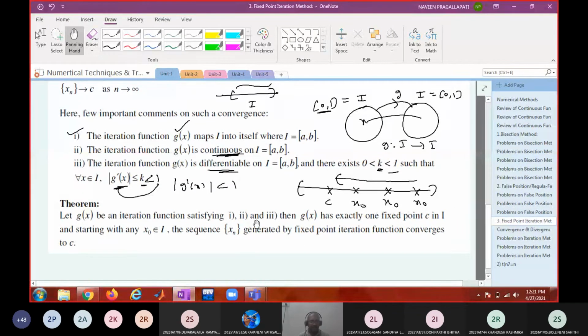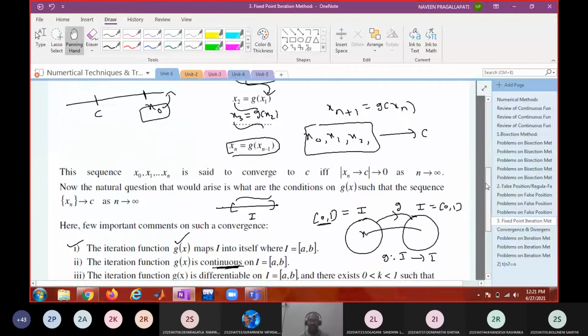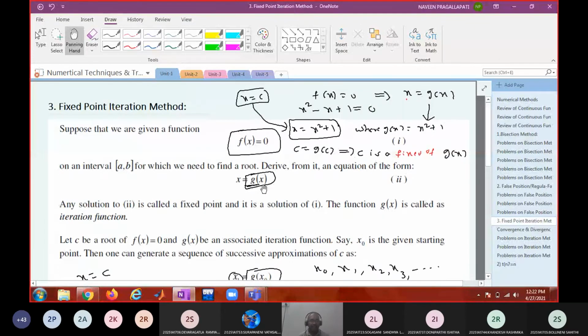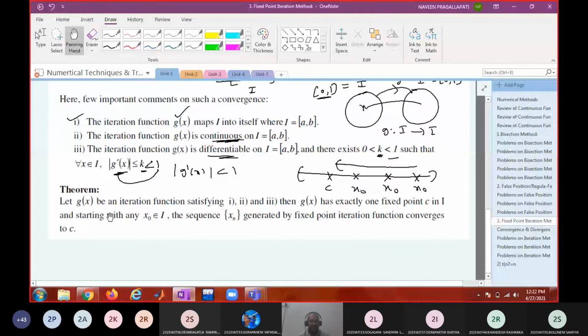Okay, g of x by an iteration. So this g of x is called the iteration function. Whatever the function, because this only is giving the sequence of approximations, right? It is called the iteration function. The function g of x is called the iteration function. Okay, so if the iteration function satisfies 1, 2, 3, then g of x has exactly one fixed point. It is guaranteeing the existence of a fixed point c in the interval I, and that fixed point is unique. The sequence generated by the fixed point iteration converges to the actual C. Okay, that is what I was telling.